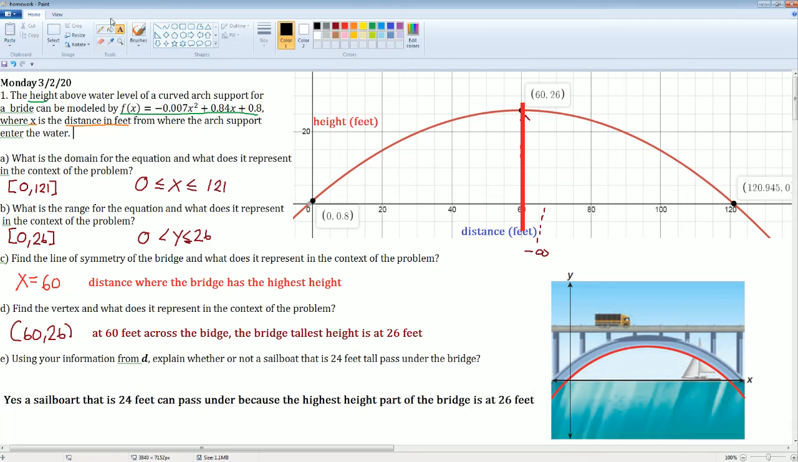So that means that any boat here, here's the boat, here's the sail for the boat. As long as it's under 26, like 24, exactly like what this boat says, it would still fit. Anything above 26, it would crash. So there you go. Those are all your solutions for Monday's homework.